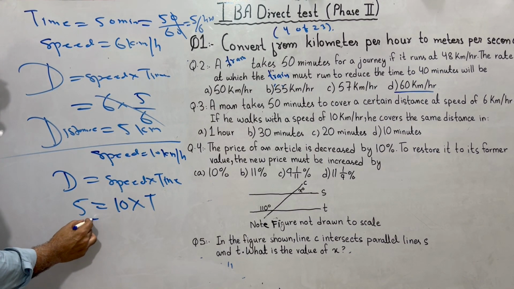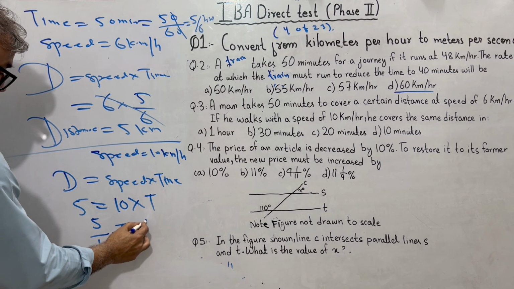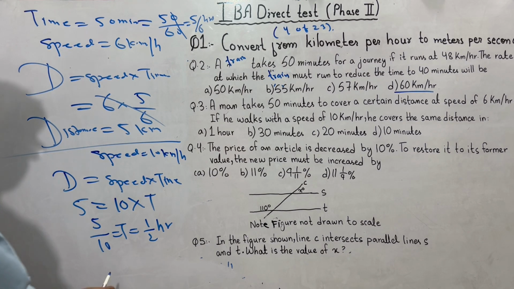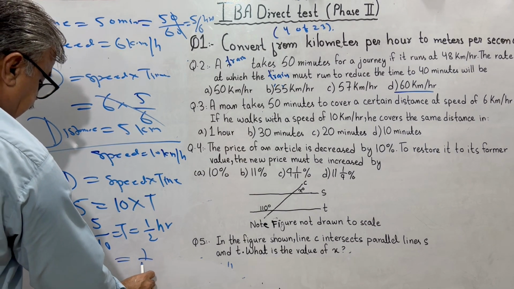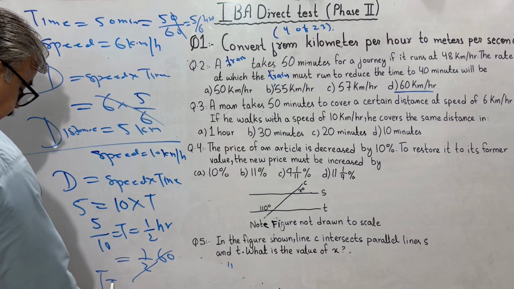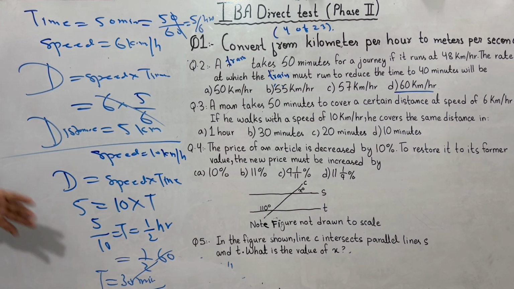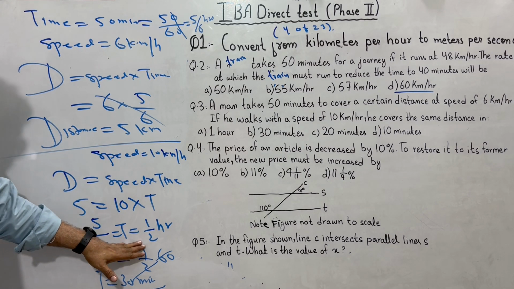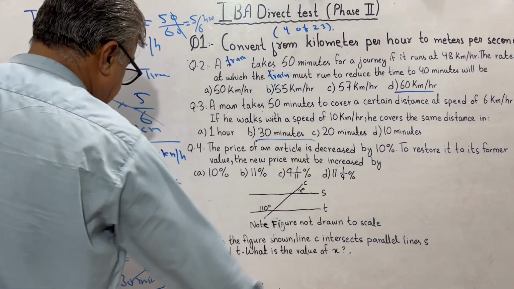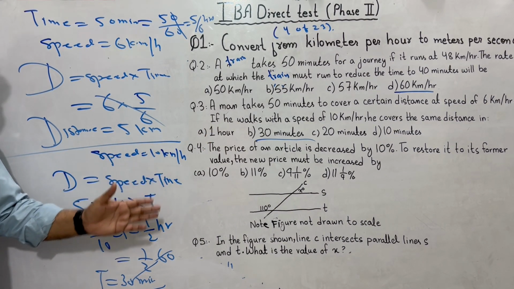Shift 10 here. It becomes 5 over 10 is equal to t, that is 1 upon 2 hour. Converting this into minutes by multiplying by 60, it is equal to 30 minutes. If your answer is in hours, write it in hours accordingly. Here 30 minutes or half hour, they are the same. 1 upon 2 hours or 30 minutes.